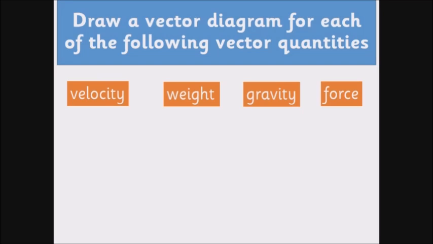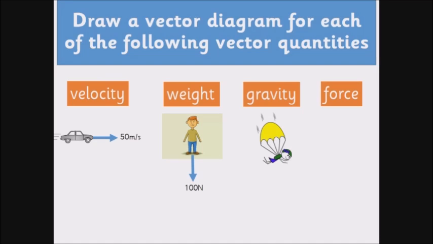So for example, some diagrams, a velocity diagram, you'd have to put an arrow with 50 meters per second on, so I can see straight away that's a vector. Weight, somebody's weight, 100 newtons downwards. Gravity is acting downwards at 9.81 meters per second squared. We'll meet that later on, the acceleration due to gravity. And a force, if you're pushing this rather large rock up a hill, you might be applying a 50 newton force in the direction of the arrow. Probably won't do much to that rock, but there you have it.